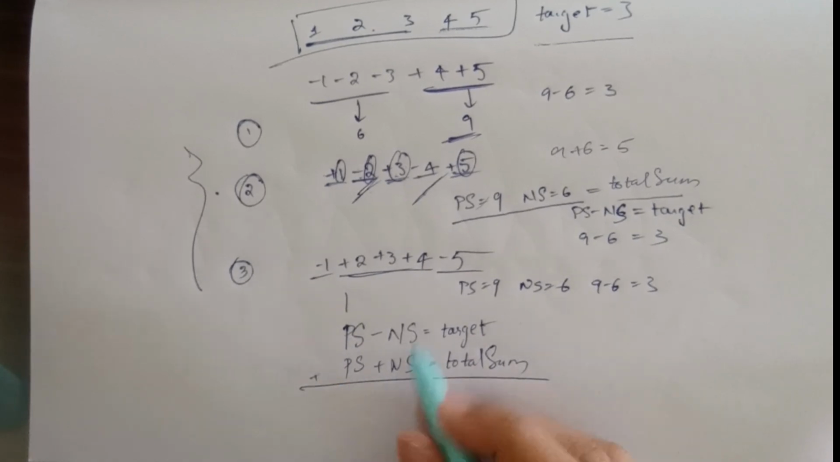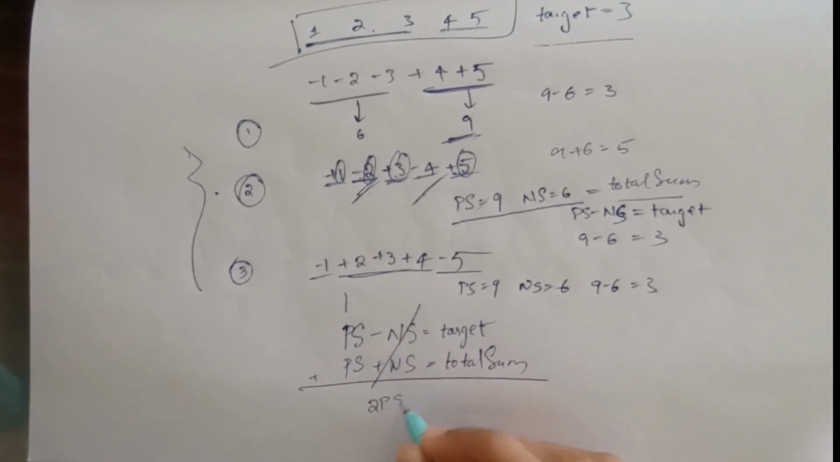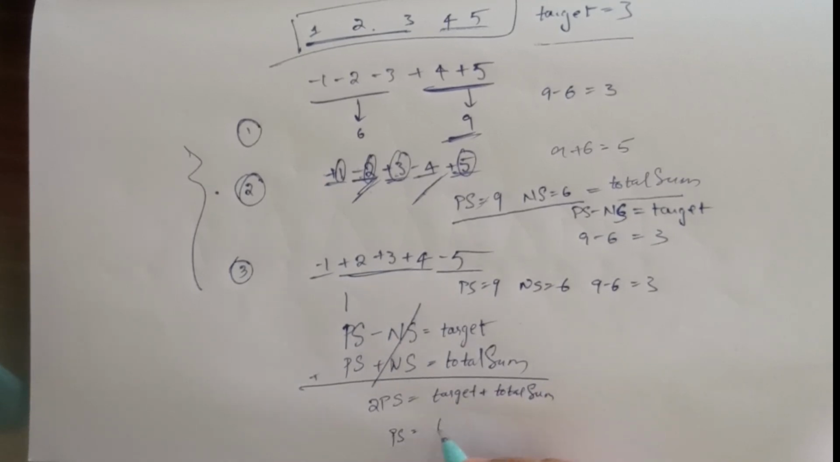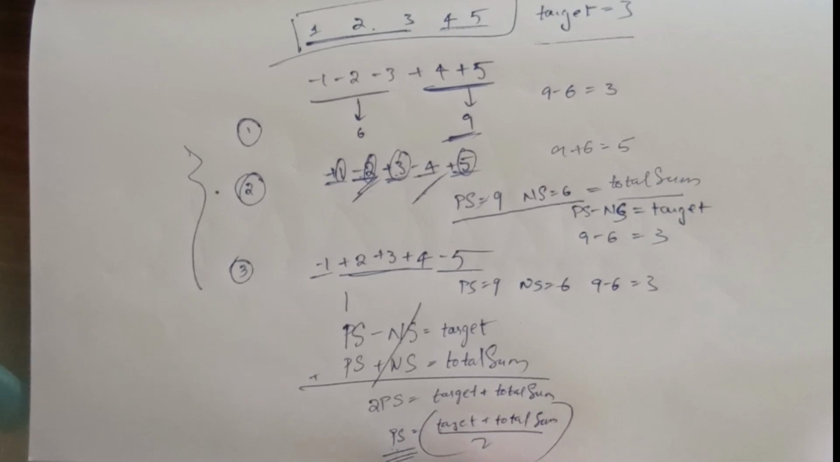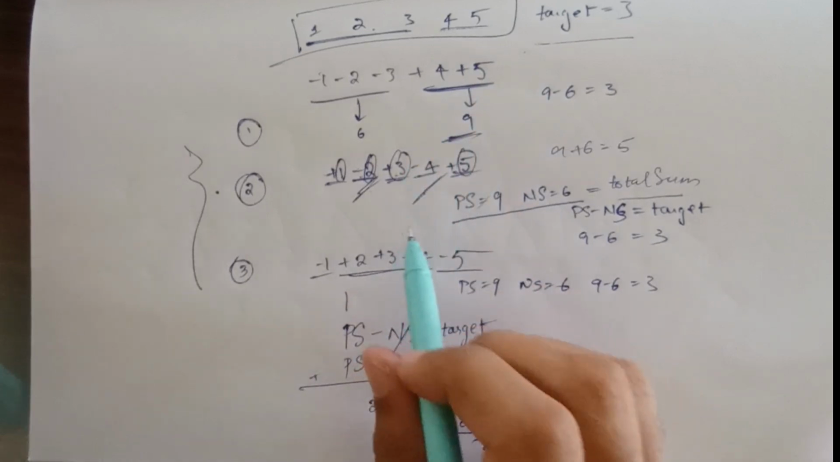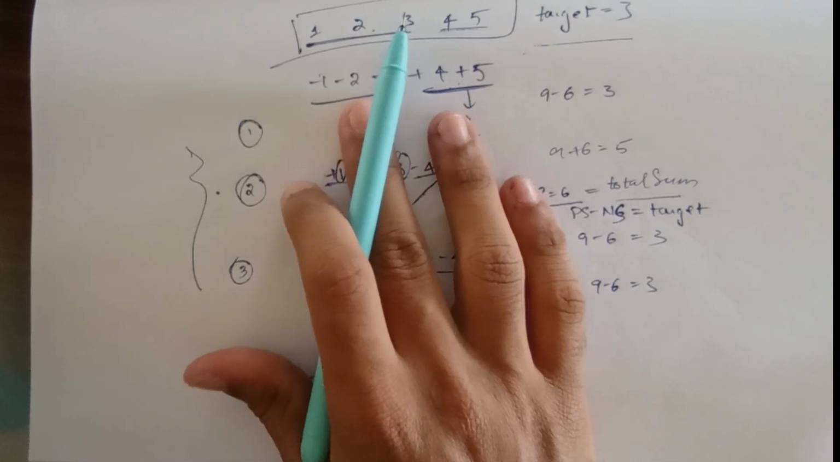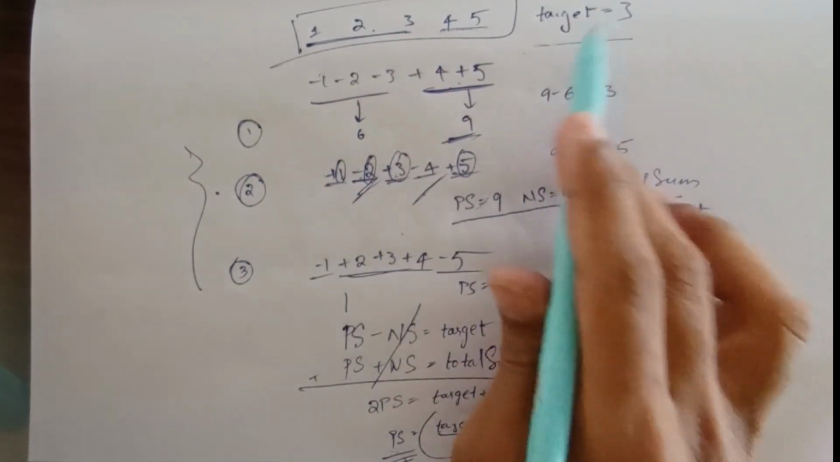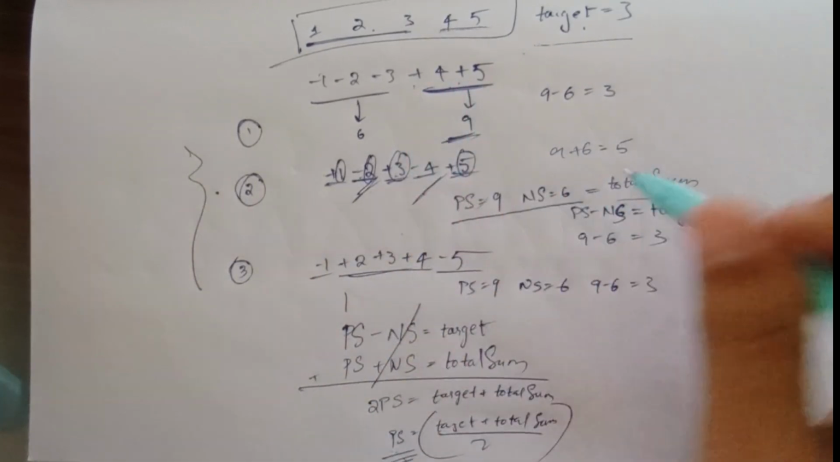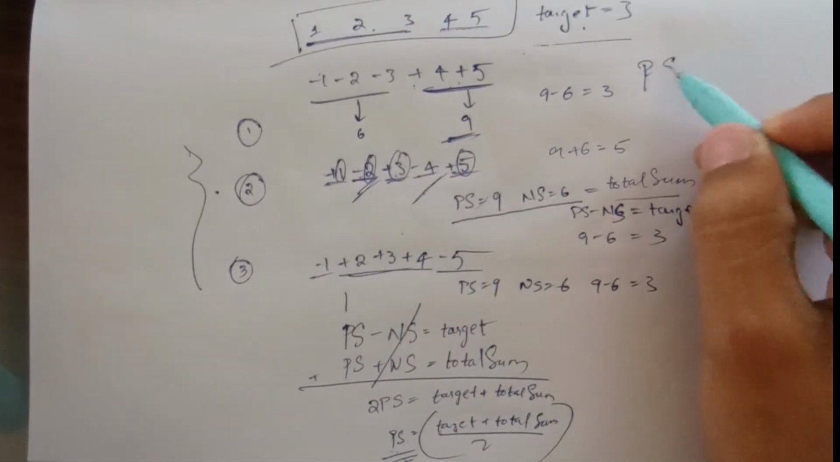If you add these two expressions, the negative sum will cancel. 2 times positive sum is equal to target plus total sum. Now positive sum is equal to (target plus total sum) by 2. So it will be easier if you find this positive sum in our array. Every time you get this positive sum, there will be a negative sum, and then we can evaluate to the target. So it will be easier to find the positive sum.